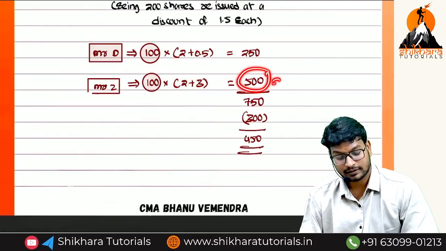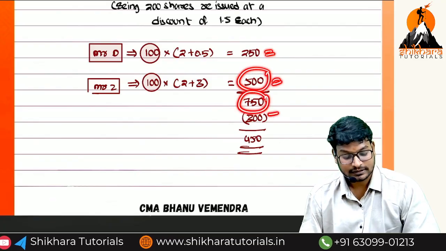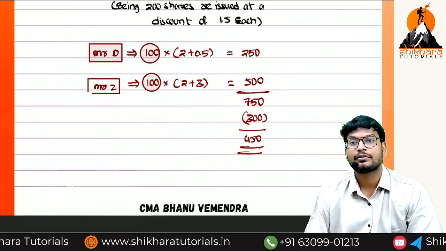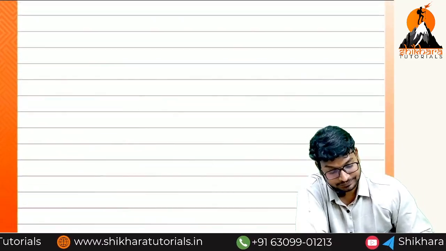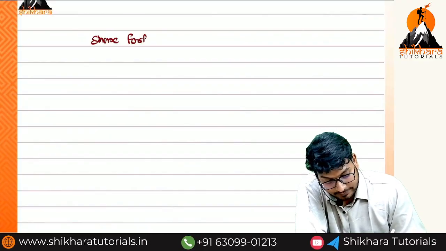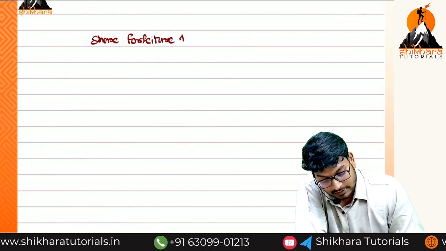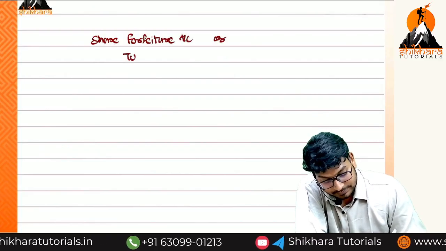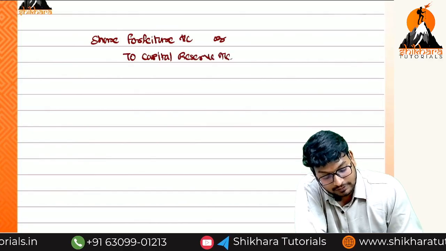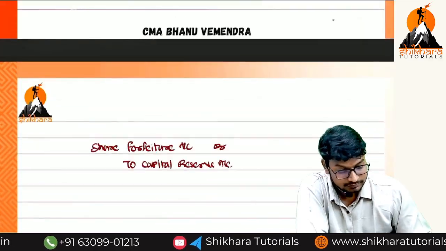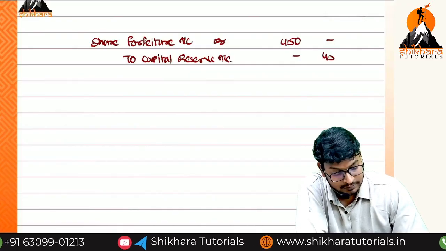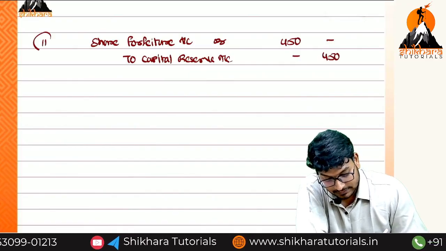What is the total amount, ma'am? 500 plus 250, that is equal to how much? 750 minus 300, that is equal to how much, ma'am? 450. So 450 only we have transferred to which account? Capital reserve account. What is the entry, ma'am? Share forfeiture account debited to capital reserve account. What is the total amount? 450. This is the 11th one, okay?